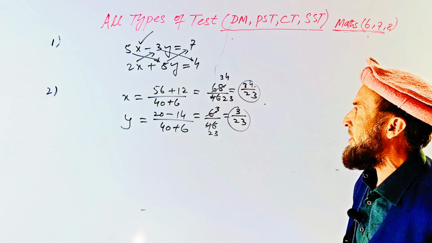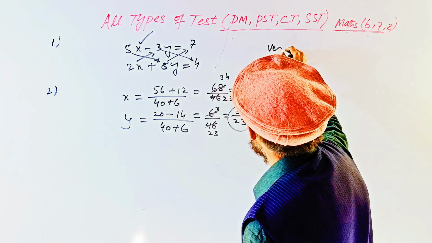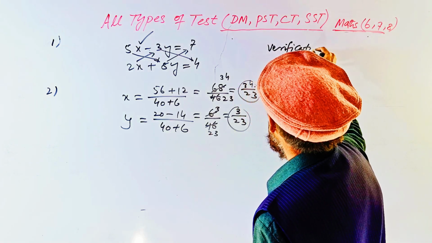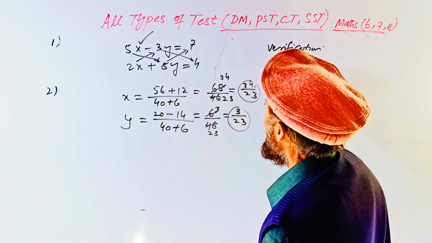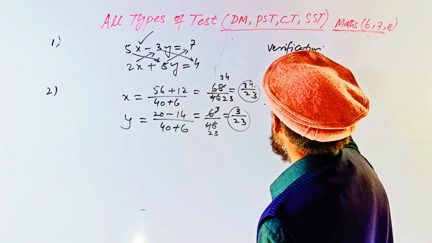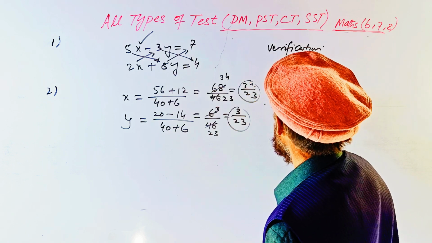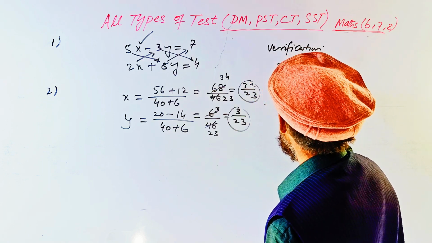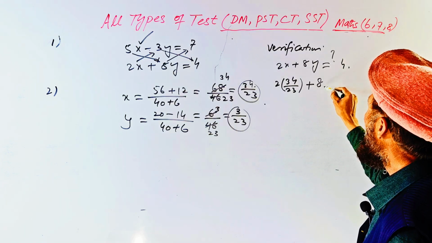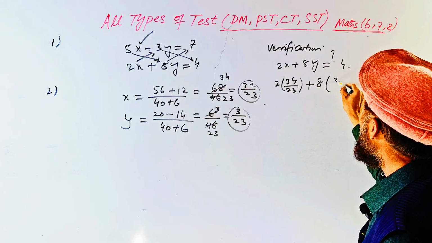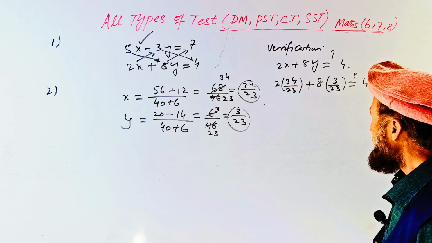If you want to check the result, the result will be the same. Verification: if we are doing verification, for example, we put it in the second equation, 2x plus 8y. So the result will be equal to 2x, we get 34 divided by 23, plus 8 into 3 divided by 23, and the result should be equal to 4. This is a question mark for us, 4.